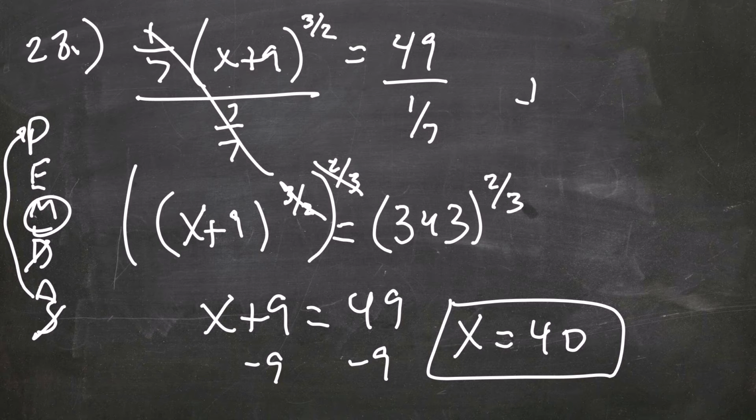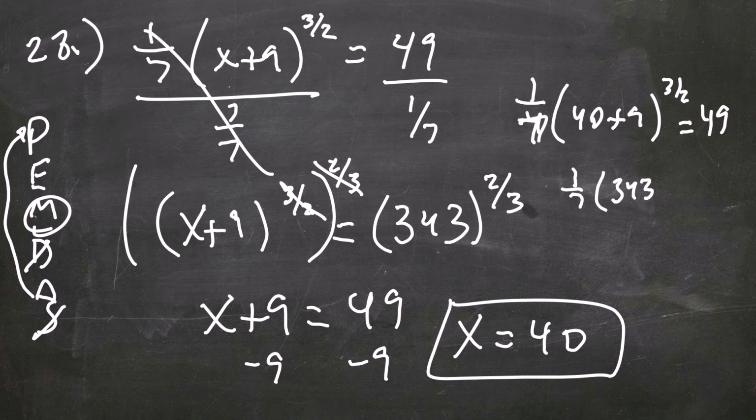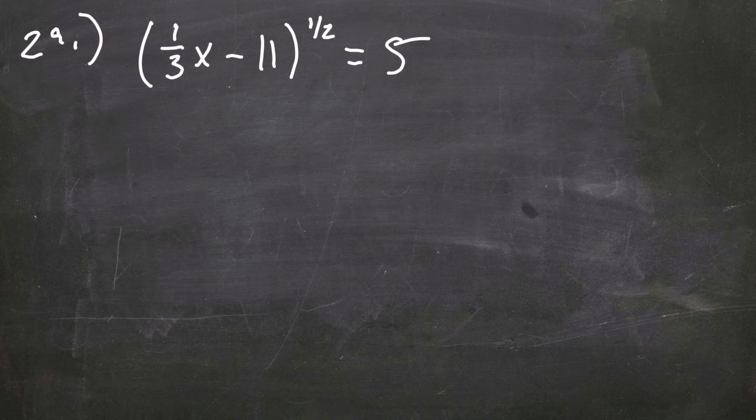Now I've got to check my work. So I say 1/7, 40 plus 9 to the 3/2, does that equal 49? 40 plus 9 to the 3/2 is 343. 1/7 times 343 is 49, so that's a good answer. That's it for 28. All right, 29.